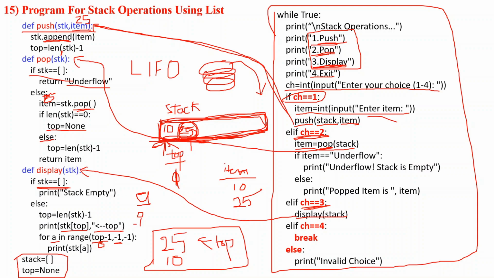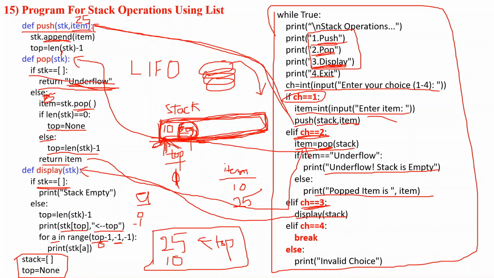If length of stack is 1 afterwards, top equal to length of stack minus 1. That means top is going to point to this one. Return item. What is the item? 25 will be returned here. Then 25 will be stored in item. If item is underflow, that means previously if nothing is there in the stack, we have returned underflow. It will display underflow, stack is empty. Otherwise, if it returns some value like 25, it is going to display that value.